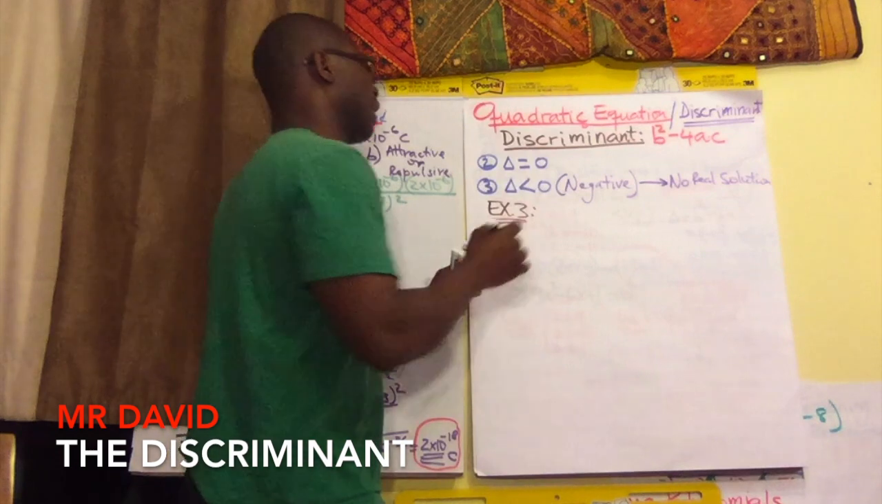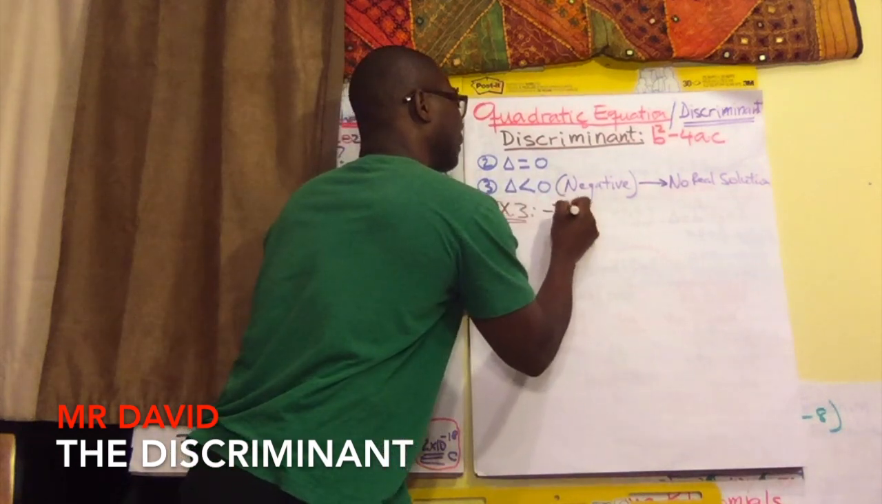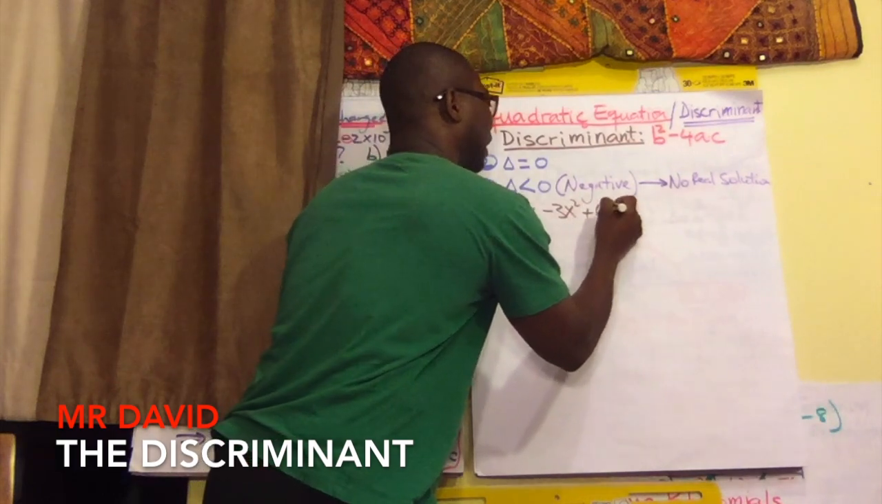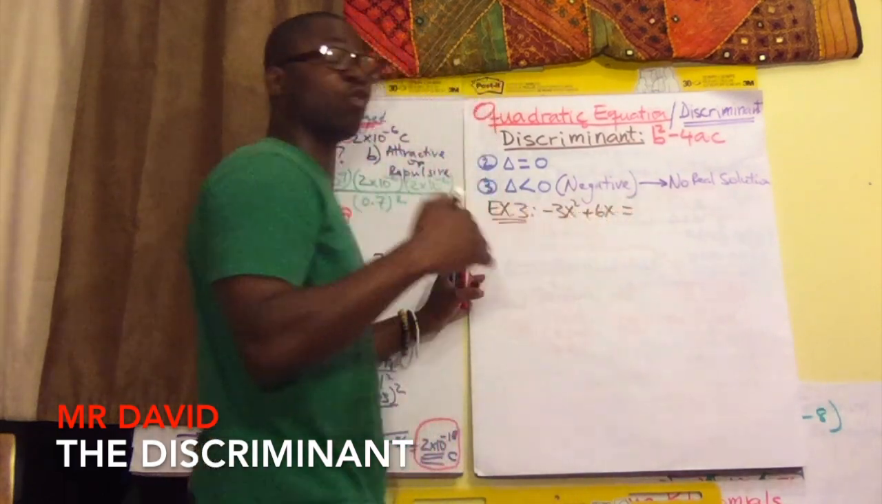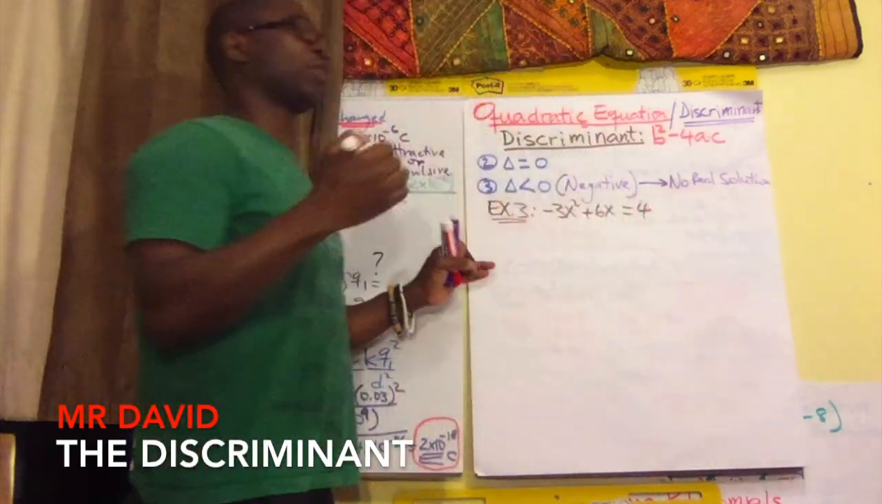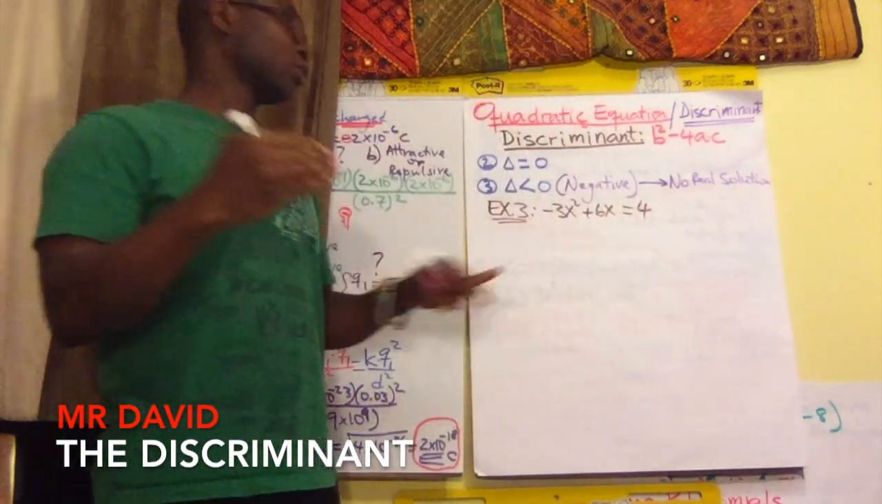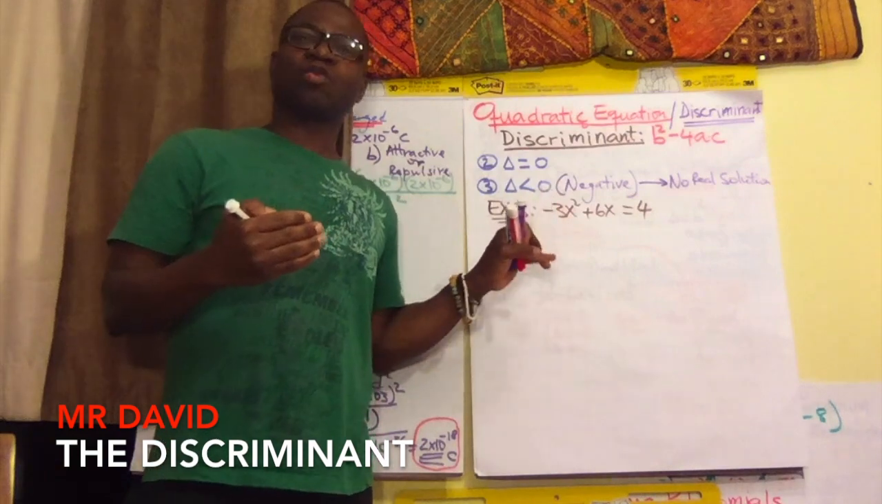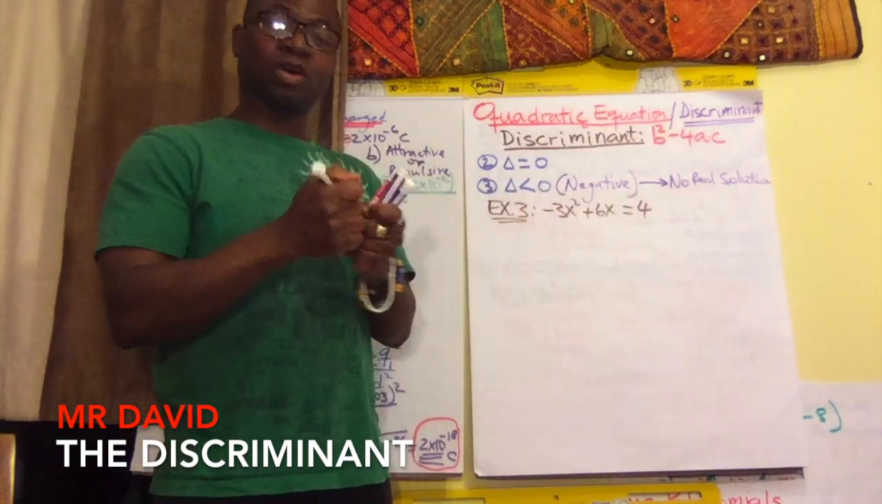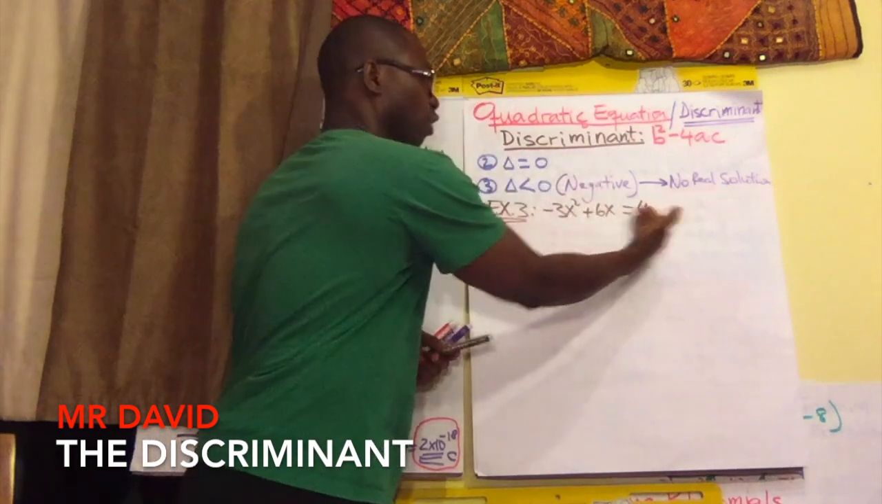So let's say we have negative 3x squared plus 6x maybe equal to 4. I'm going to make it a little fancier, right? Negative 3x squared plus 6x equal to 4. Well, if we look at this one, I did this on purpose. We don't have 0 on the right side. So what do we want to do? Move the 4 to the left.